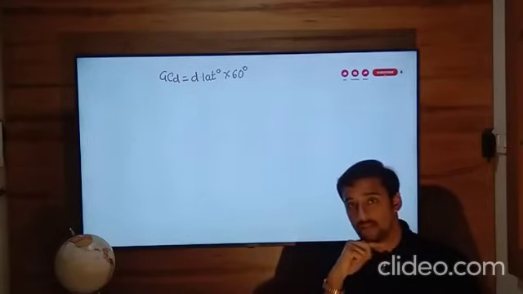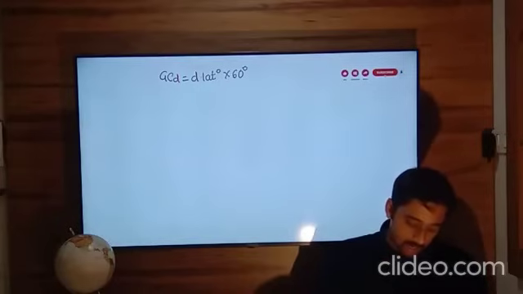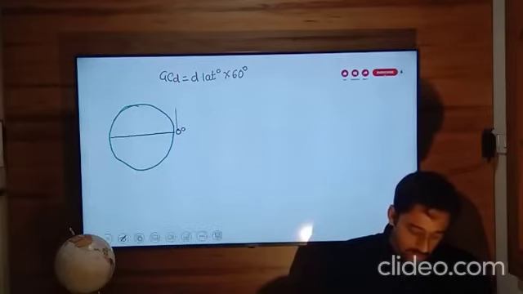into 60 degree. So when we are dealing with great circle, our figure will change and it will become something like this. So we have the equator, we have north pole, we have south pole.